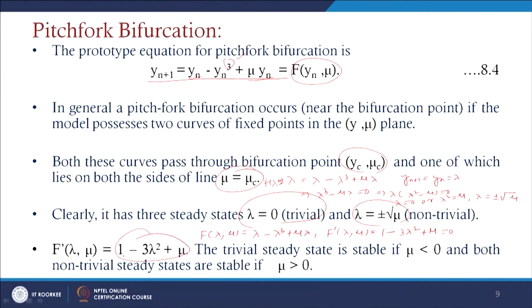And the trivial steady state is stable if mu is less than 0 here. This means that if lambda equals 0, we get 1 plus mu here. The trivial steady state is stable whenever mu is less than 0, meaning f dash of lambda mu should be less than 1 in absolute value. And both non-trivial steady states are stable if mu is greater than 0 here.